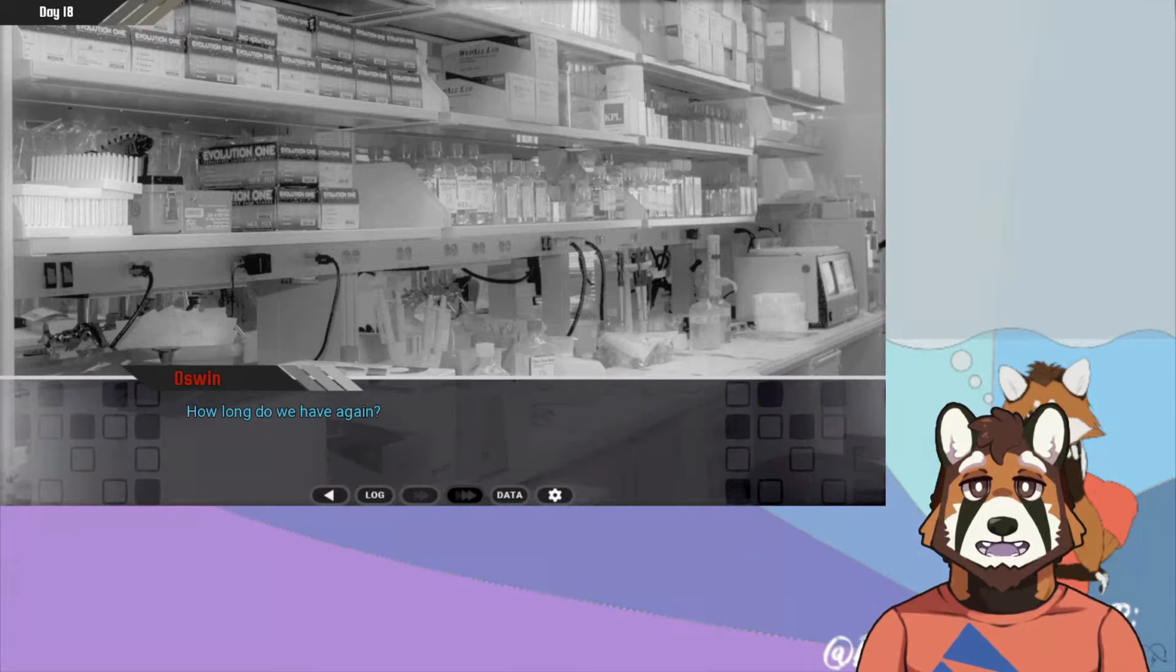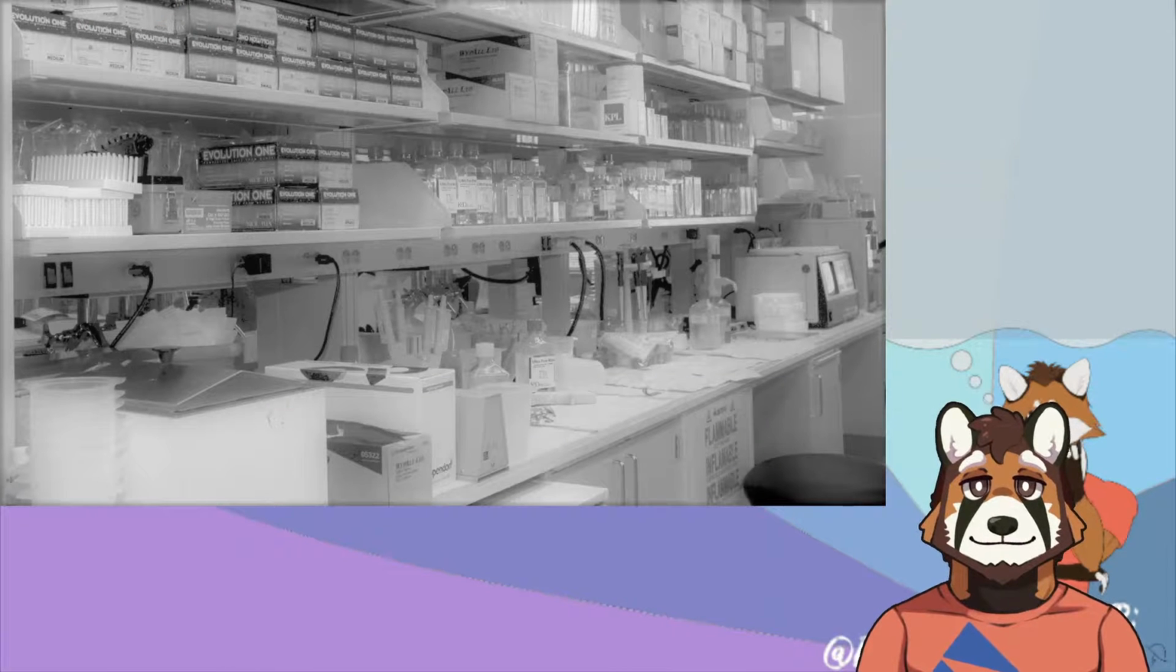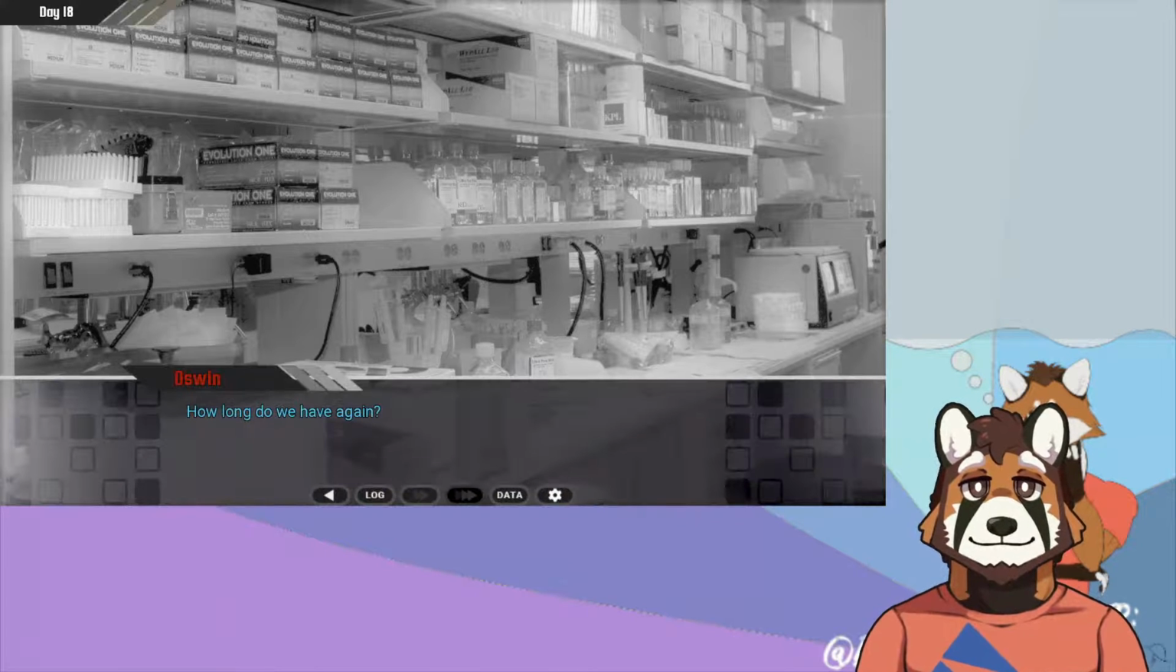Ooh, lab stuff. Who is Evolution 1? I'm curious. And something L10. Wipe Ale L10, KPL. Interesting biotech stuff. Oh no, there's a code number on here. And there's flammable stuff. This is bad privacy ethics. Anyway, Oswin, how long do we have again?